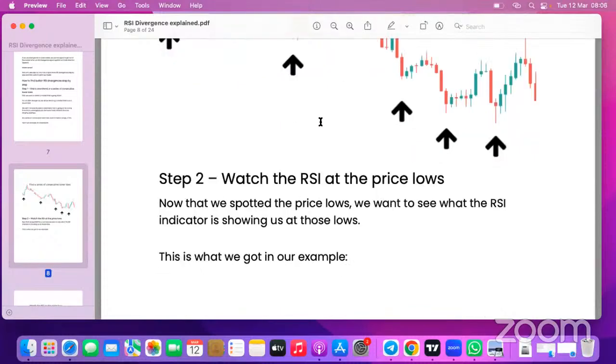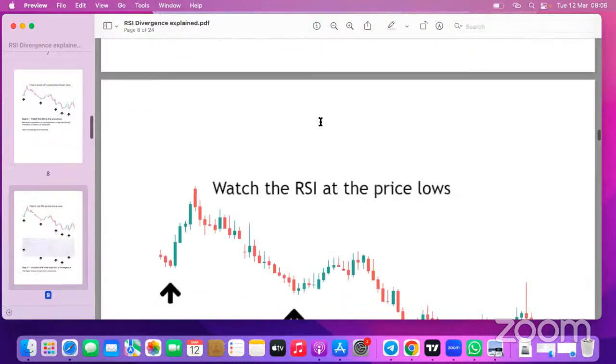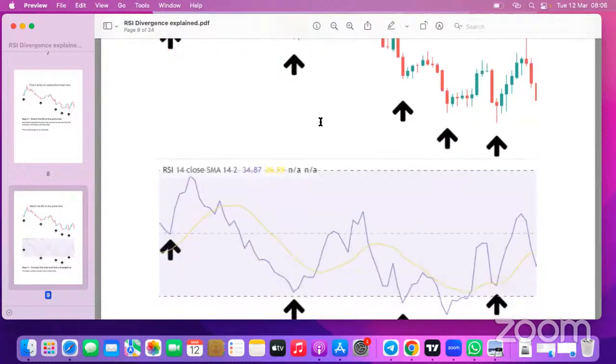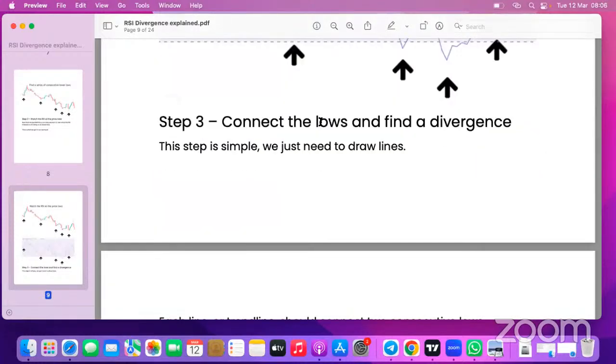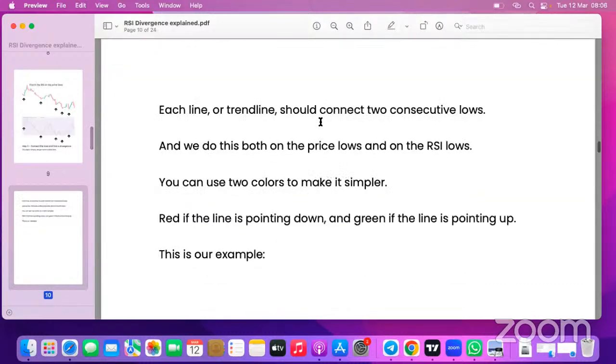That is 1, 2. We watch the RSI at price lows. Now that we have spotted the price lows, we want to see what the RSI indicator is showing us. We are also going to look for those points on the RSI and connect them. We just need to draw lines, each a trend line connecting two consecutive lows. We do this both on the price lows and on the RSI lows.